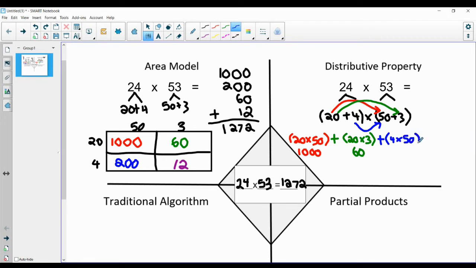4 times 5 is equal to 20. And if I put a 0 at the end, that's going to give me 200. Lastly, I'm going to multiply 4 by 3. I need to multiply my 1s and my 1s together. And 4 times 3 is equal to 12.